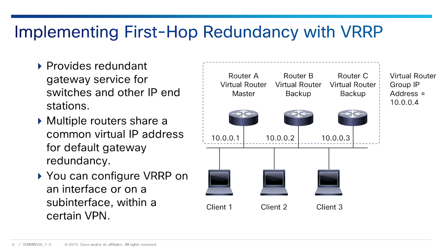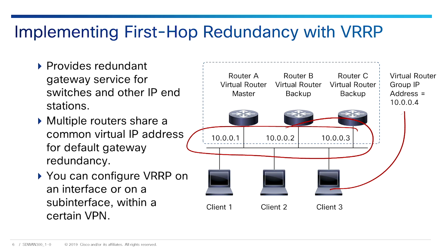So even though we have 3 devices, 10.0.0.1, 10.0.0.2, and 10.0.0.3, the default gateway for all the devices is this virtual IP address here of 10.0.0.4. Whoever the active router is, which in this case is 10.0.0.1, is the one who's going to respond to 10.0.0.4. So when client 1 sends an ARP request for 10.0.0.4, he's going to get the MAC address back for this device. And that's basically the way that most of the first hop redundancy protocols work.